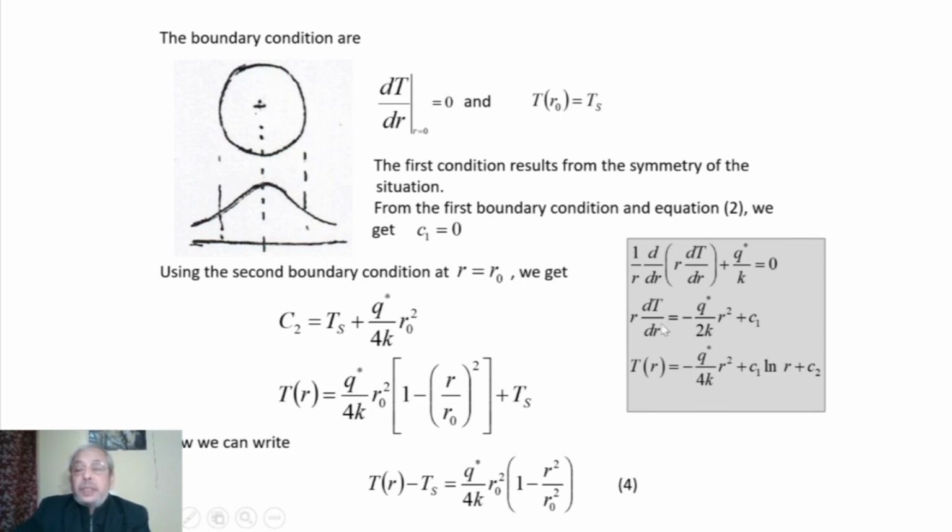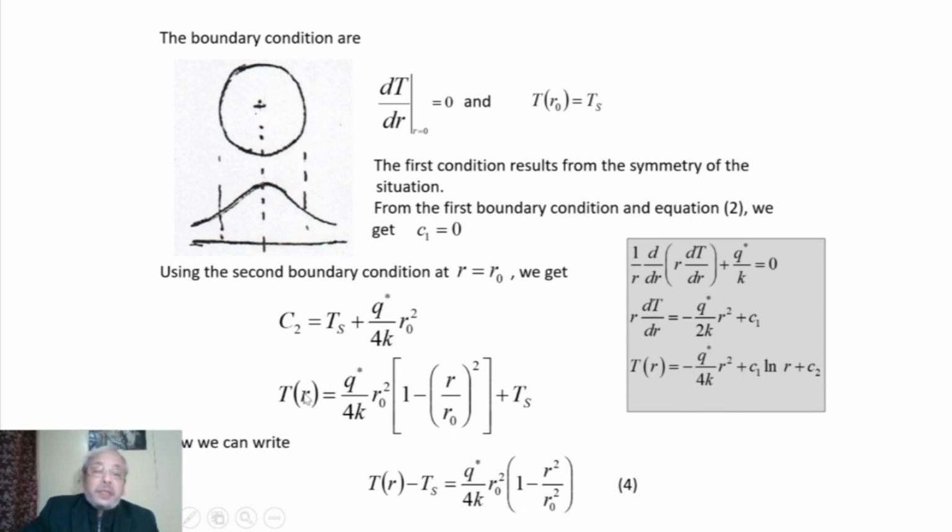R equal to 0, dT/dr equal to 0, so C1 equal to 0. Now, using the second boundary condition at R equal to R naught, T equal to Ts. So we get C2, that means C1 we have found out 0. So C2 now we can get from this equation: Ts plus Q star by 4K into R naught square. So C1, C2 both have been found out.